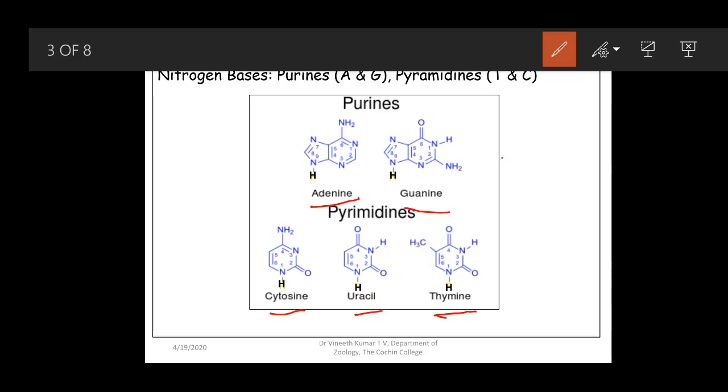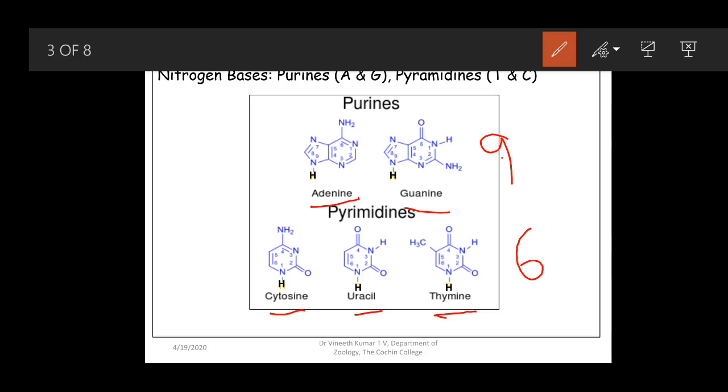So if you take these structures, you can see that purines are 9-membered ring structures, and pyrimidines are 6-membered ring structures. And we saw earlier in the case of the sugar that there is the 1' hydroxyl group. Purines or pyrimidines, whatever the nitrogen base, will be bonded to this sugar at the 1' carbon or 1' hydroxyl group of the deoxyribose sugar, or ribose sugar in the case of RNA.